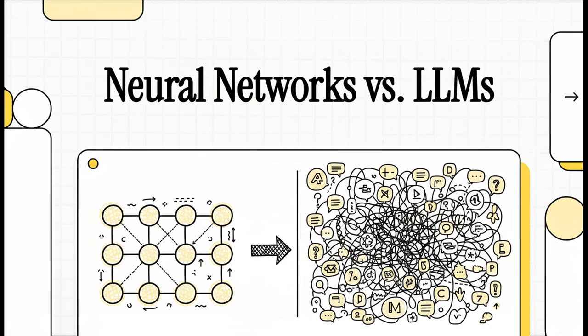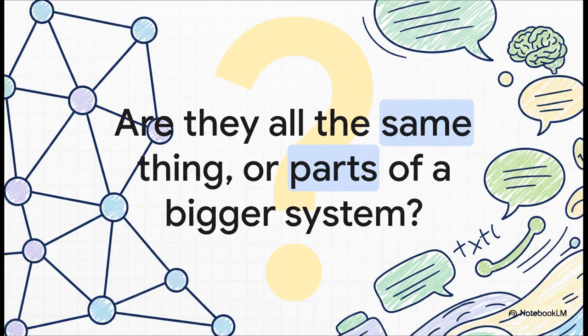All right, let's jump right in. We're going to cut through all the AI buzzwords today and get really clear on one big question. What is the actual difference between a neural network and a large language model? Let's figure it out. You hear these terms thrown around all the time, right? AI, neural networks, LLMs, it can all start to sound like a big bowl of alphabet soup. Are they all basically the same thing? Or are they different parts of a bigger system? Well, that's exactly what we're going to clear up right now.